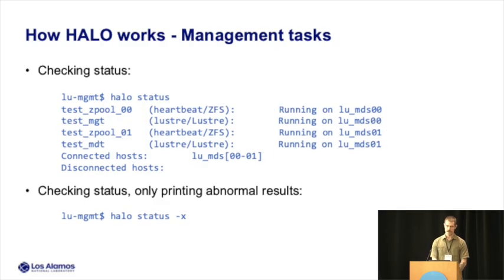Okay, so once you've got Halo running, I'm going to summarize some of the main commands that you would commonly use. Probably the first one is status. You run it and it tells you the status of the cluster. I've got a very small test cluster here. It tells you which host it's currently connected to, which resources are running on which nodes, and that sort of thing.